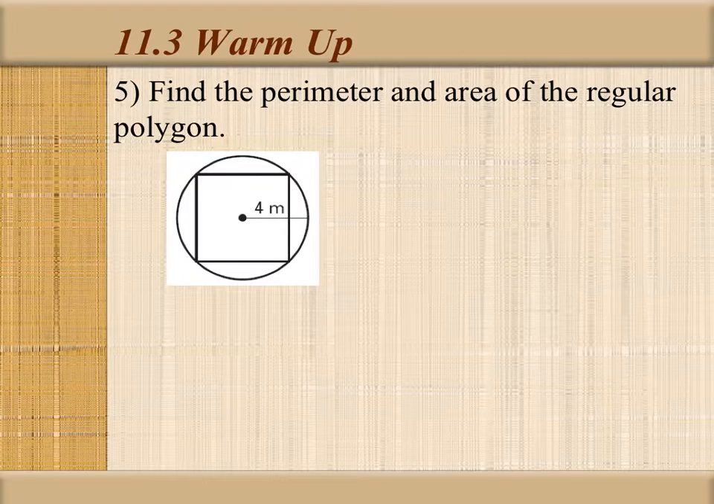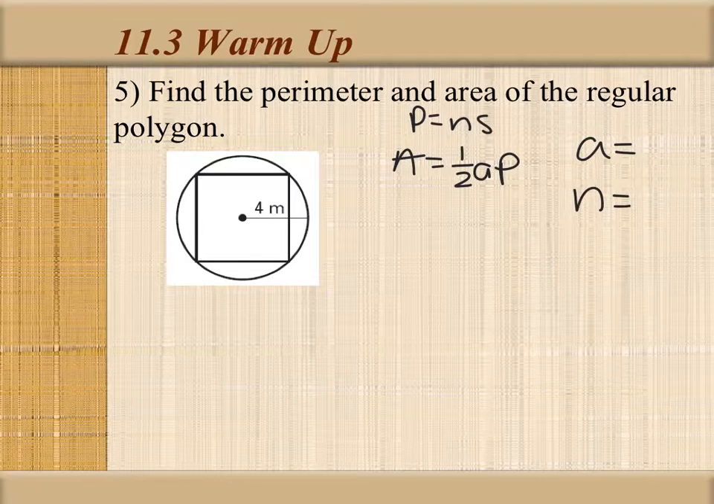All right, number 5 says find the perimeter and the area of a regular polygon. What shape is this? Square. So this is one of the special ones. So again, perimeter is n times s. Area is 1/2 a times p. n is 4. The measurement they give you this time is what? It's the radius. So be careful because it doesn't stop at the end. This whole thing would be the same thing as here. So it's actually the radius.